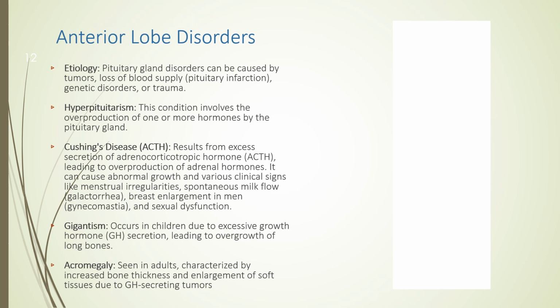Anterior lobe disorders and their etiology include pituitary gland disorders that can be caused by tumors, loss of blood supply, or genetic disorders or trauma. Signs and symptoms vary depending on whether there's too much (hyperfunction) or too little (hypofunction) hormone secretion.